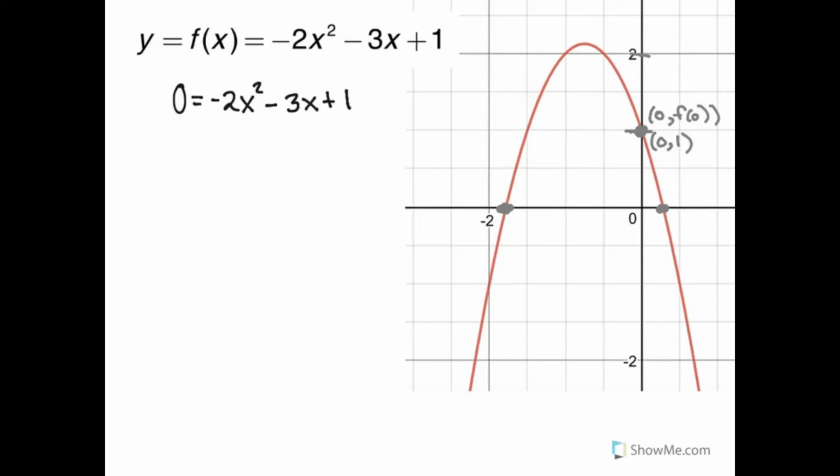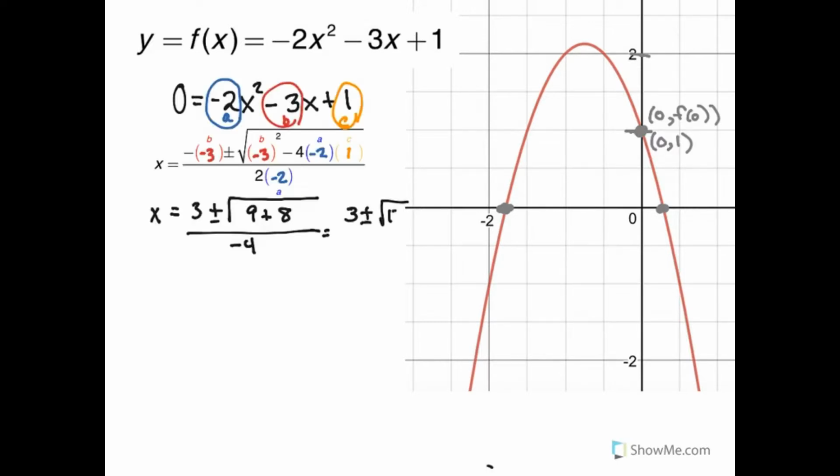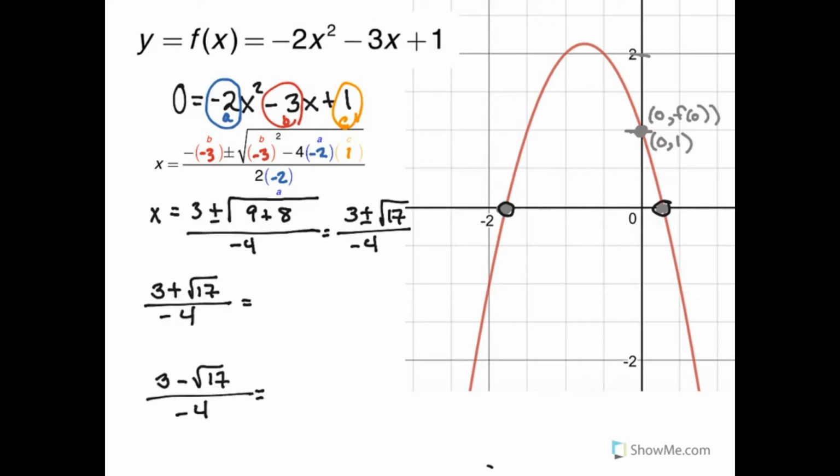Well, this quadratic isn't factorable, so I'm going to use the quadratic formula. It's 3 plus or minus the square root of 17 over negative 4. Well, it's nice to have the exact value, but we also might want a decimal approximation. So let's do that. I'm going to use my calculator to evaluate the two solutions.